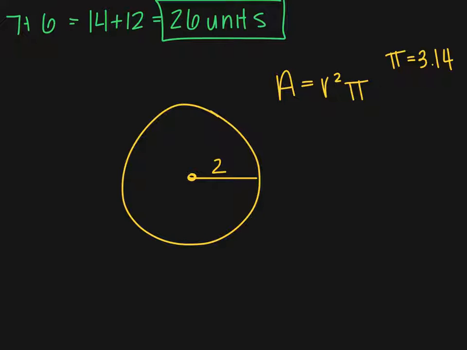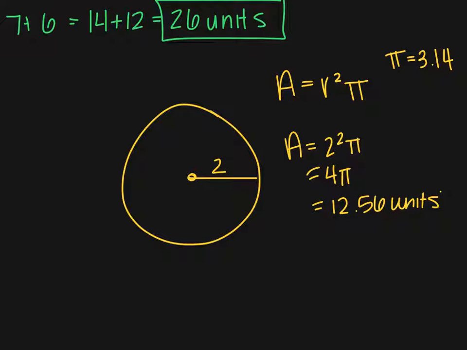So what we're going to do is we're going to go for area. It's going to be 2 squared times pi, which equals 4 times pi, which if you multiply pi out equals 12.56 units squared. Okay, and that's your area.